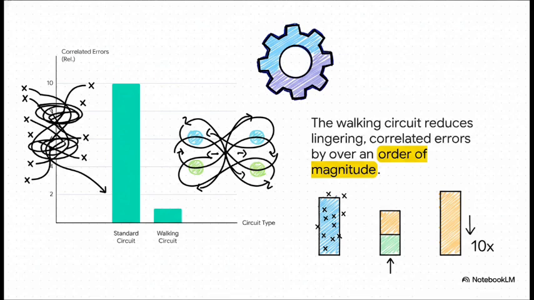And the result? It's huge. Those nasty, lingering correlated errors get smacked down by over an order of magnitude. That is a massive, massive improvement.